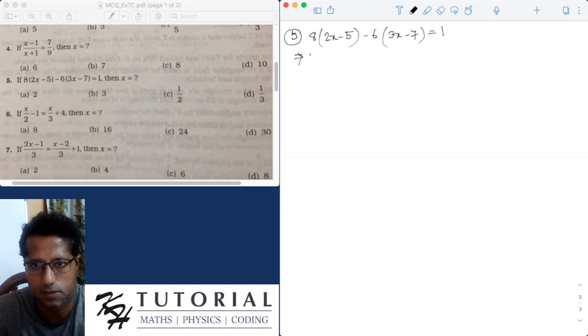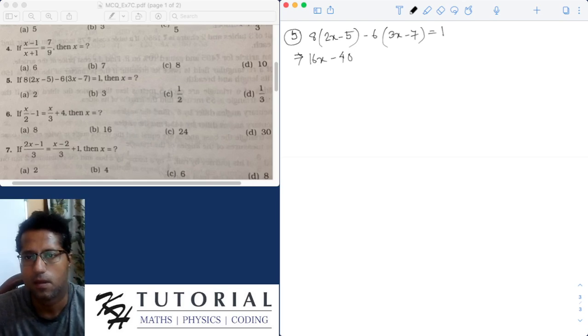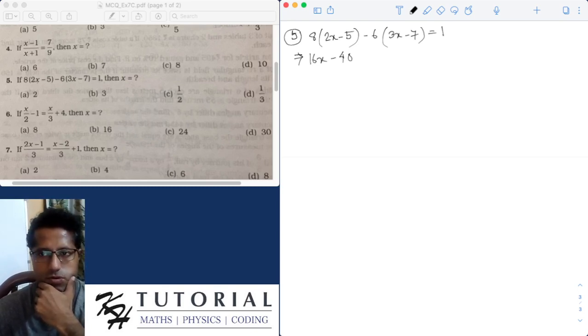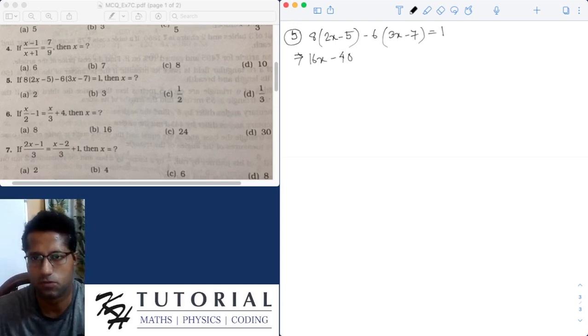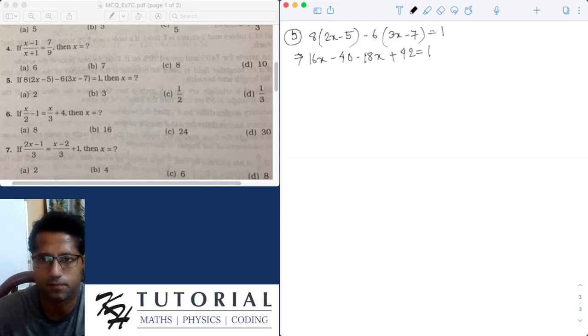So that is 16x minus 40. And while opening the second brackets, be careful that you have a negative sign in front of it. So after doing the product, that is after multiplying 6 with the terms inside, you will have to change all the signs of the terms. So this becomes minus 18x and plus 42, and on the right hand side we have 1.